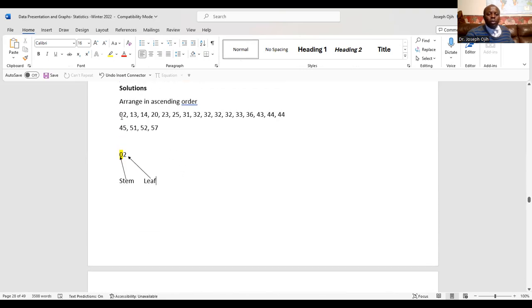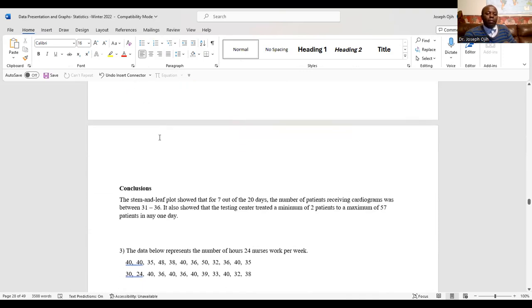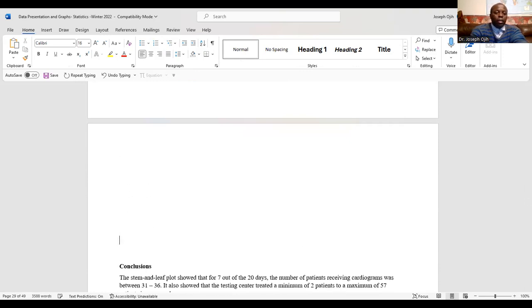Now if you look at only the first digit, which is the stem, we have 0, 1, 2. It goes from 0 to 5. We are looking at only the stem. So now you can make your table here. Stem, and leaf right here.